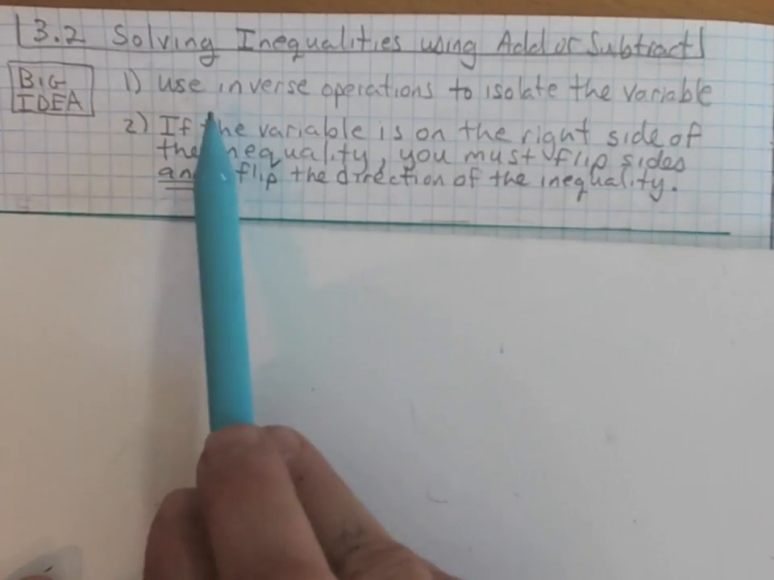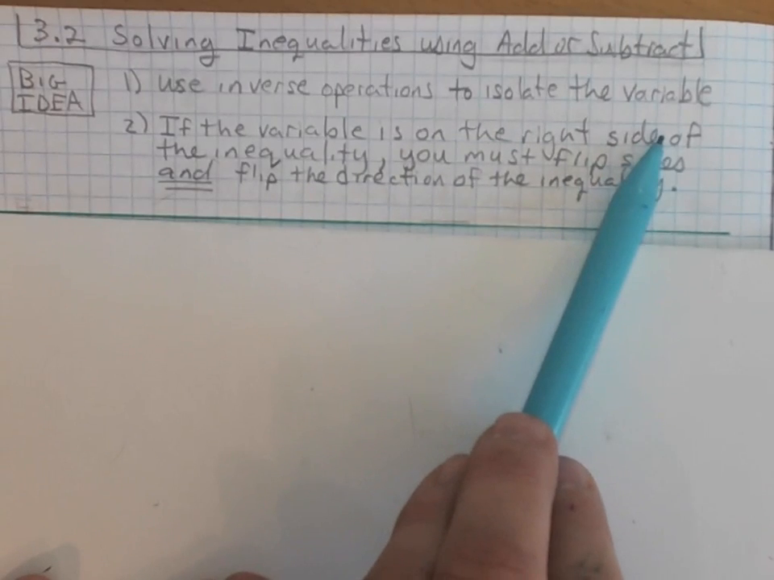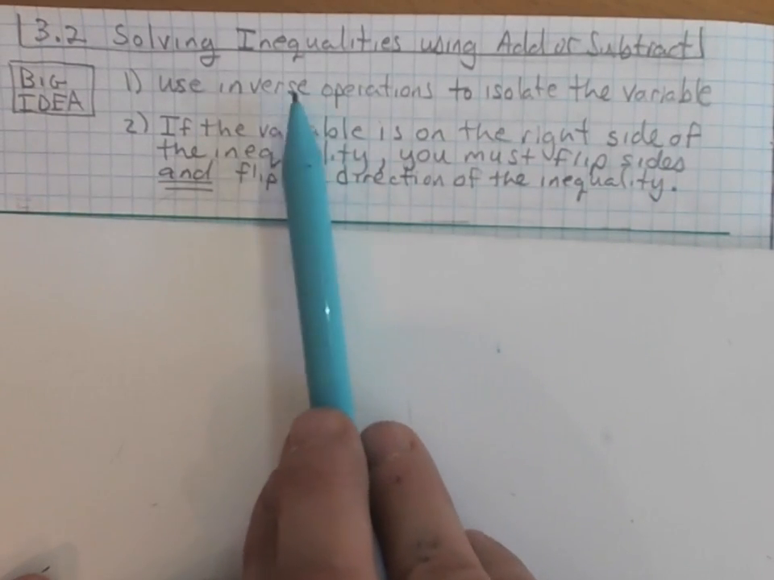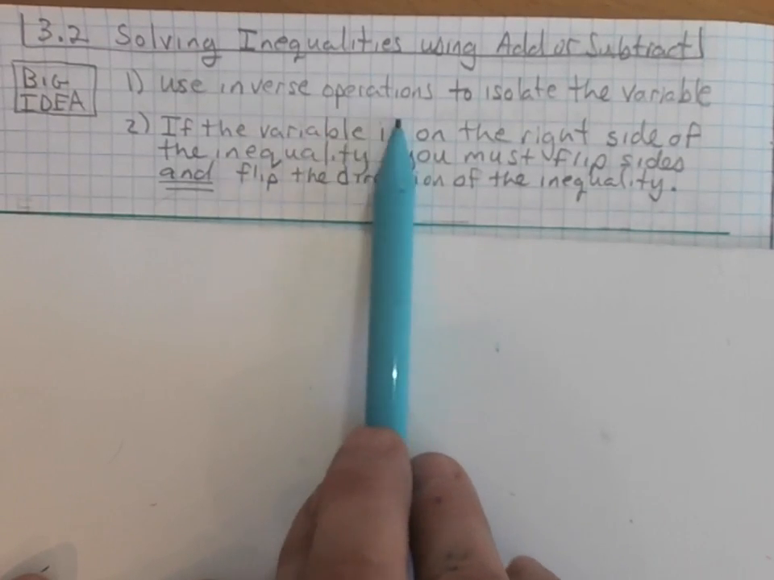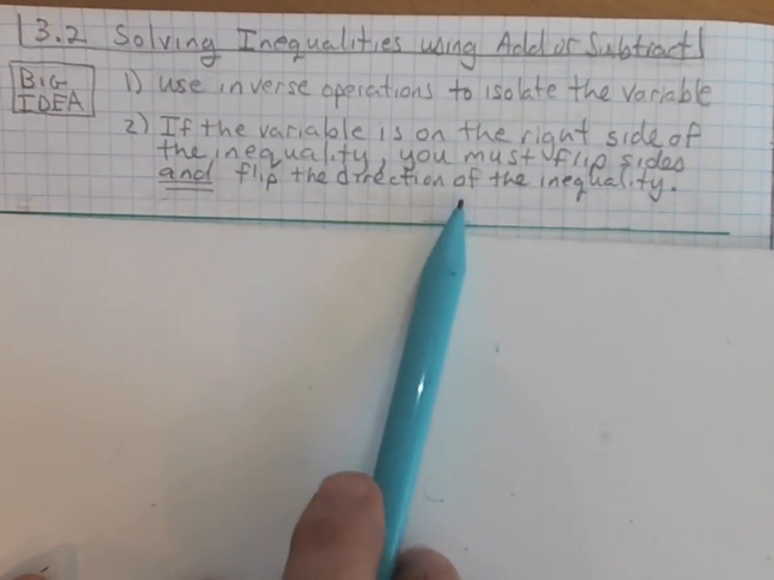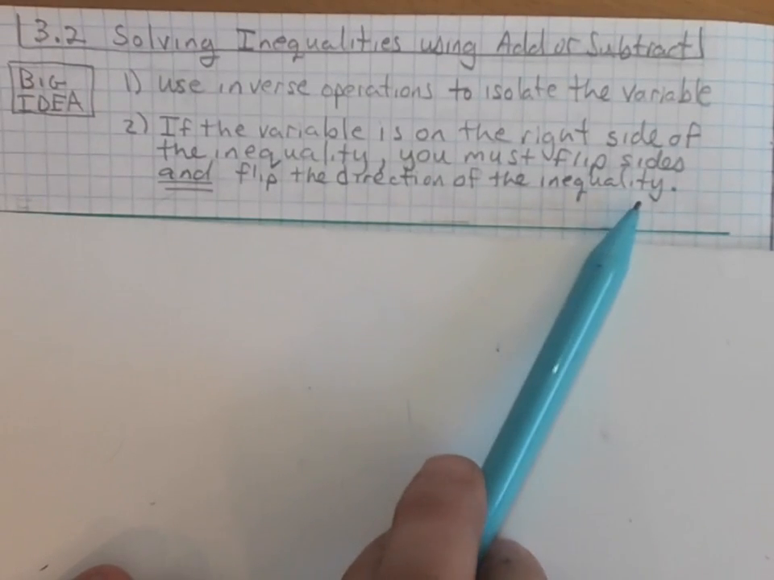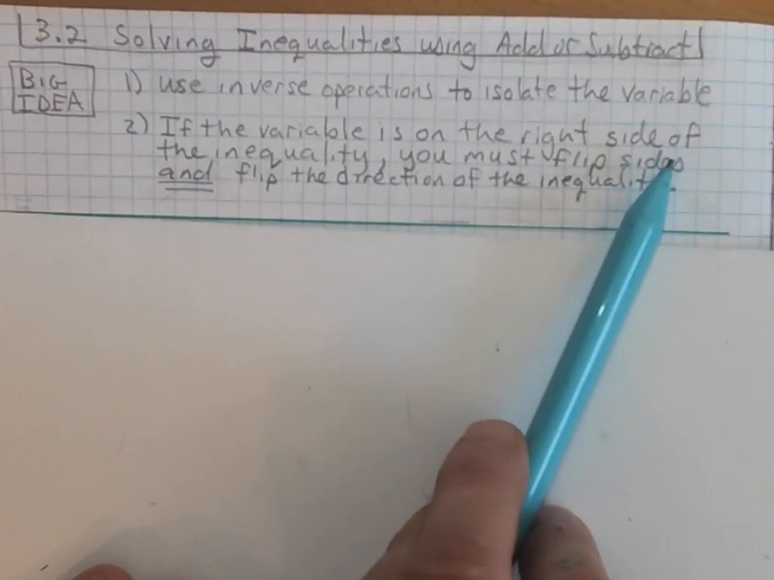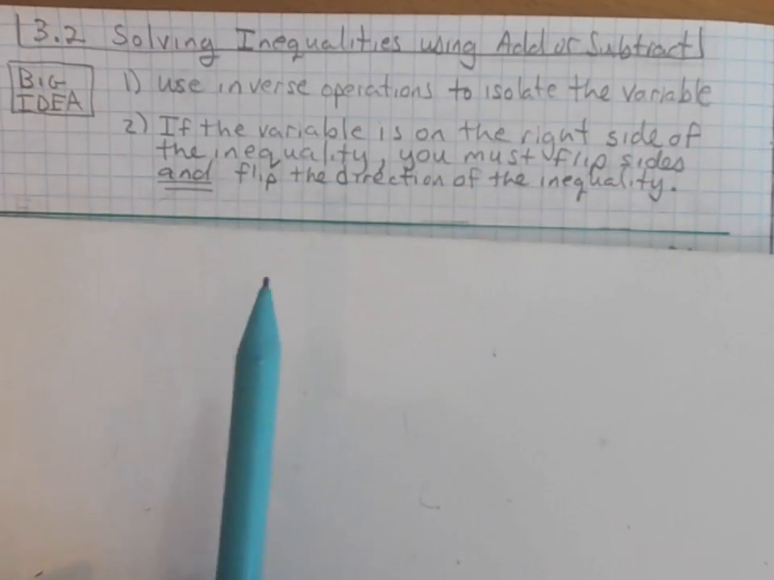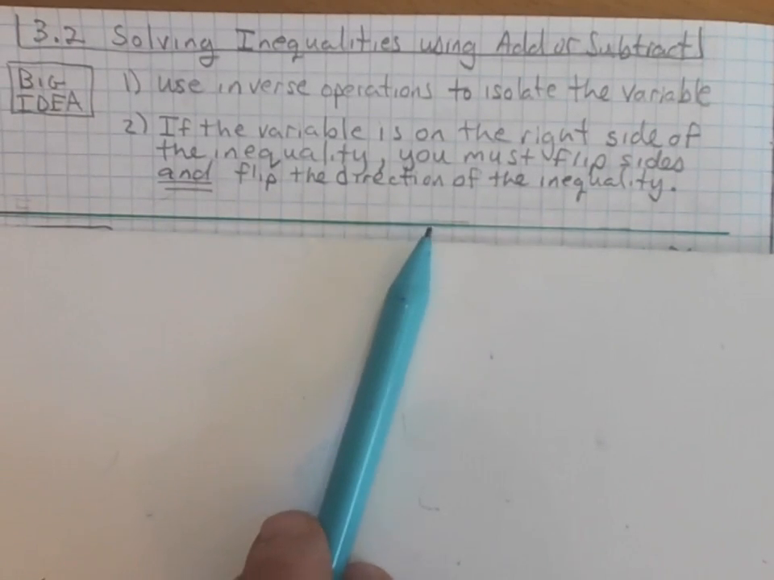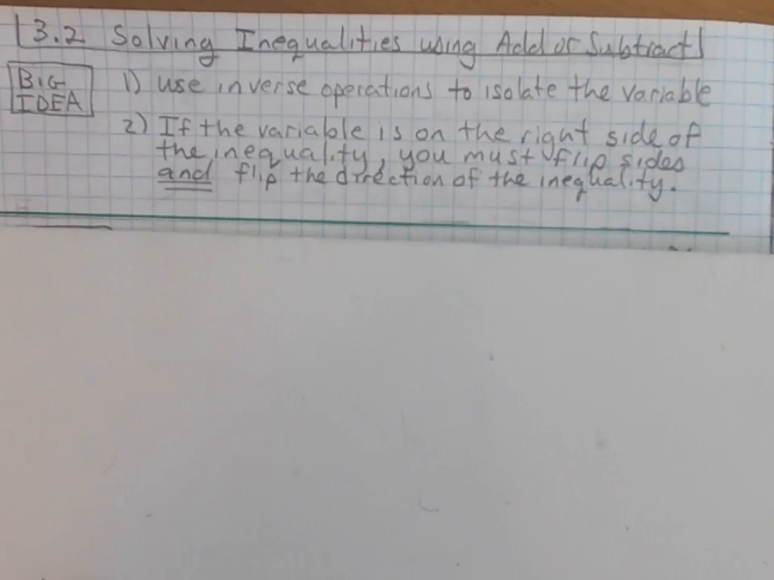So we're going to use inverse operations to isolate the variable. Remember, addition and subtraction are inverses of each other, and multiplication and division. And then if the variable is on the right side of the inequality, we do have to flip sides. We're going to need the variable on the other side. So what that means is we're going to flip everything, and we're going to flip the direction of the inequality. So I'll show you how that works, just to remind you.